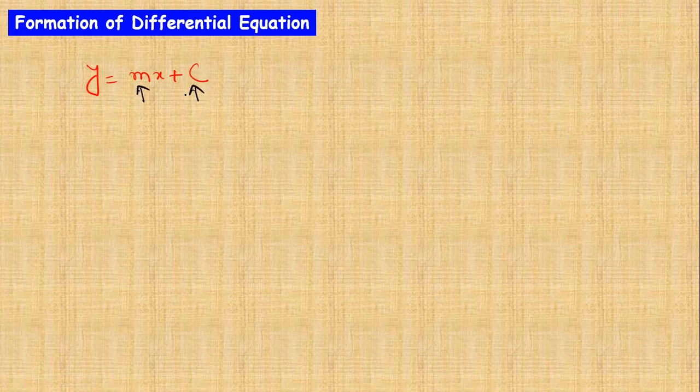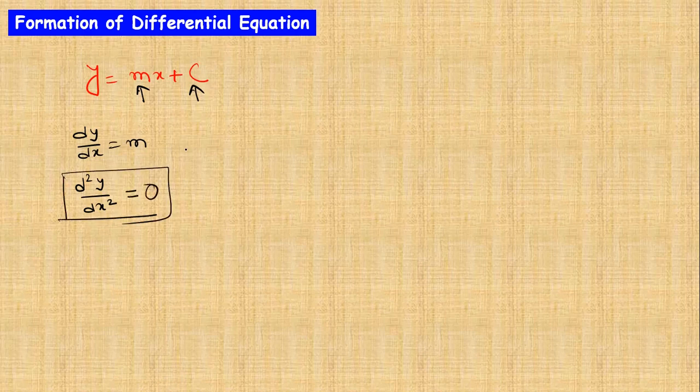So the maximum derivative possible is 2, that is, the order will be 2. There is a constant as 2, so you can take the derivative at most 2 times. So the first derivative, dy/dx, gives you m, and if you take the second derivative, d2y/dx square, this gives you 0. This is the differential equation of this.